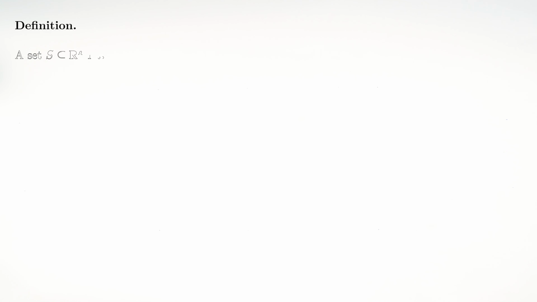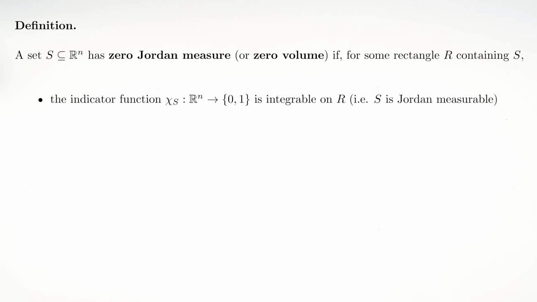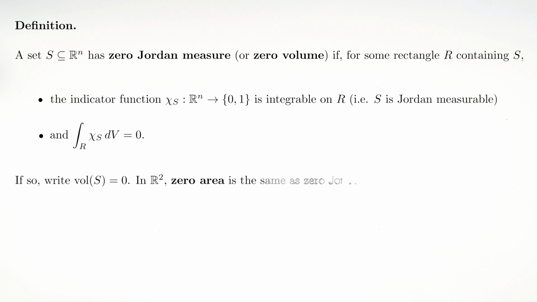A set S in n-dimensional space has zero Jordan measure, or zero volume, if and only if, for some rectangle R containing S, the indicator function chi S is integrable on R. In other words, S is Jordan measurable. Also, the integral of chi S over the rectangle R must be equal to 0. If so, we write that the volume of S is equal to 0. In two-dimensional space, zero area is the same as zero Jordan measure.